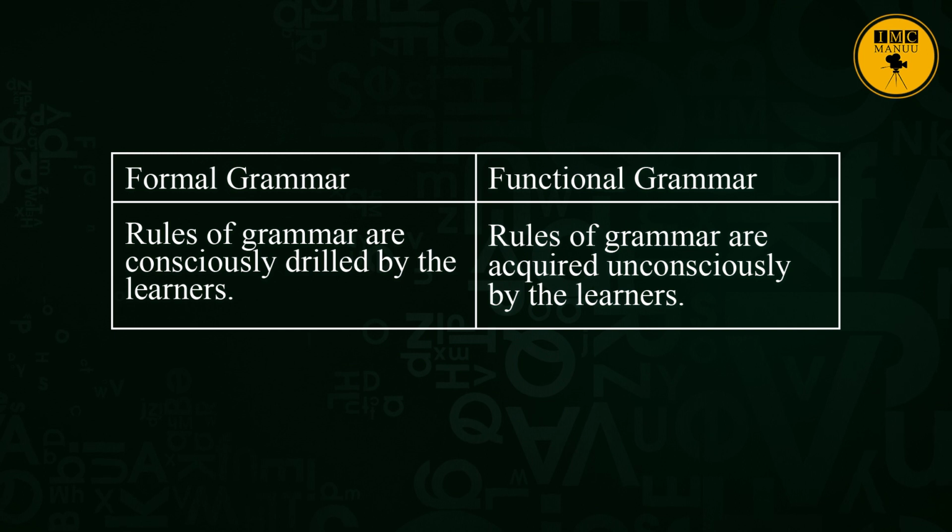In formal grammar, rules of grammar are consciously drilled by the learners, whereas in functional grammar, rules of grammar are acquired unconsciously by the learners. In formal grammar, rules are consciously drilled, whereas in functional grammar, usage of grammatical items in day-to-day affairs is practiced unconsciously in oral and written form with the help of worksheets and exercises.